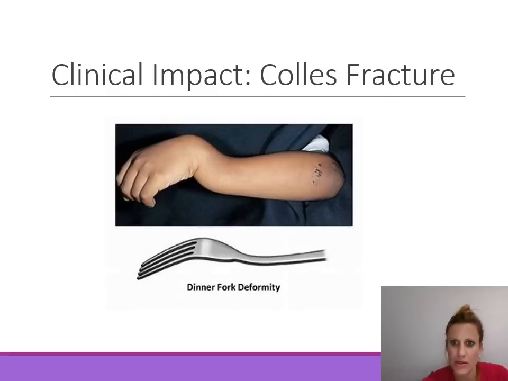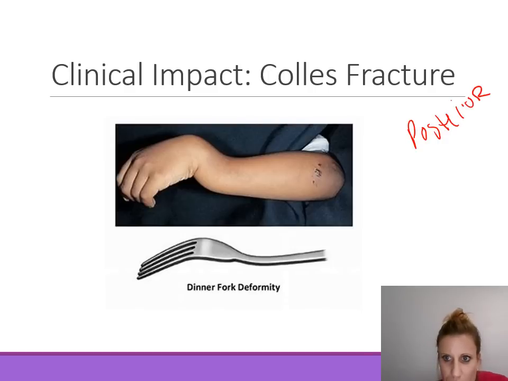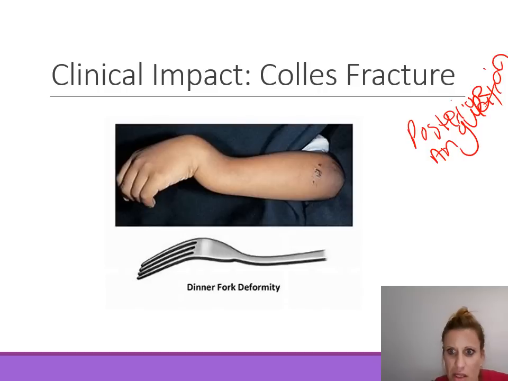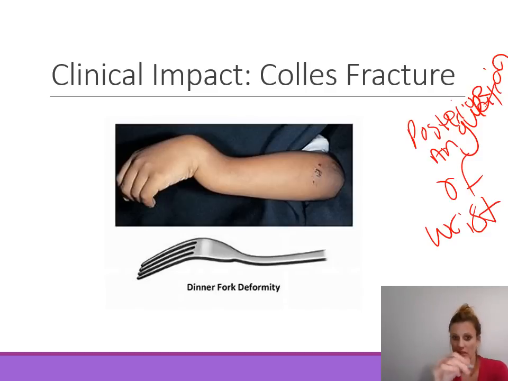So here we see that posterior angulation of the wrist and curved hand that creates that dinner fork deformity. Again, we see that with Colles fracture. So the distal couple centimeters of the radius has been fractured and posteriorly displaced.